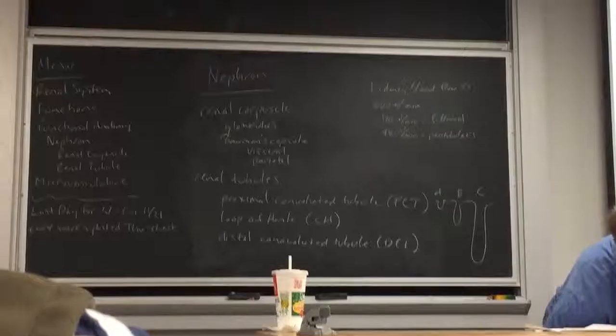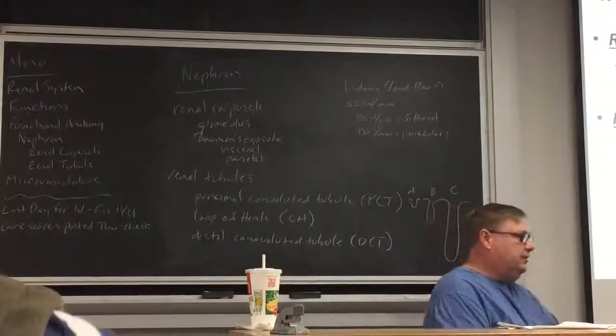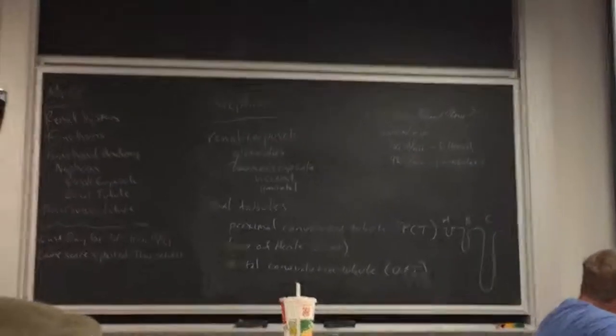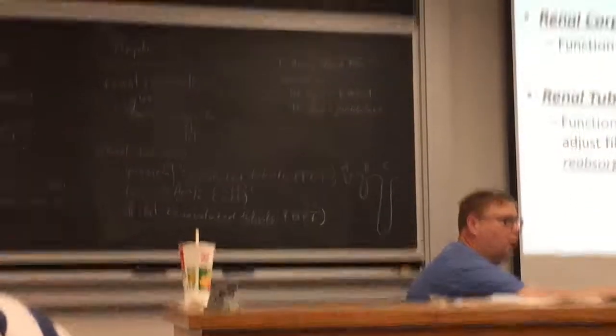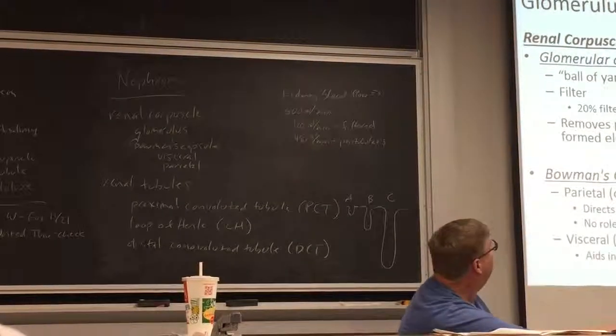The peritubular capillaries get the fluid off the efferent, but Bowman's capsule directs the fluid into the renal tubules. The renal tubules, again, adjust the ultrafiltrate through the reabsorption and secretion process.